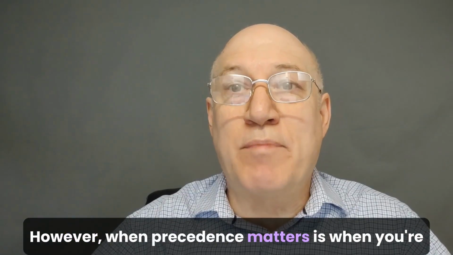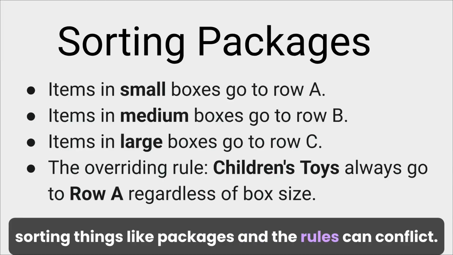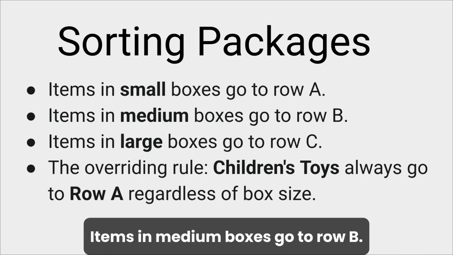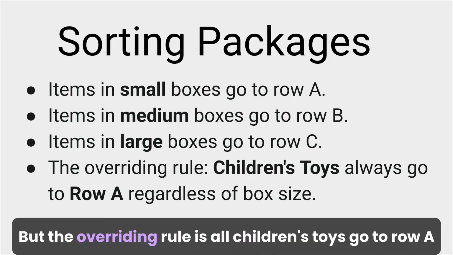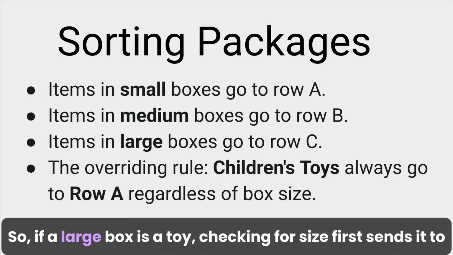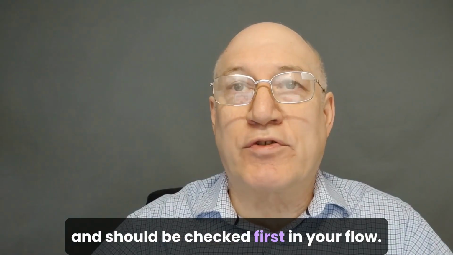However, precedence matters when you're sorting things like packages, and the rules can conflict. Items in small boxes, for instance, go to row A. Items in medium boxes go to row B. Items in large boxes go to row C. But the overriding rule is all children's toys go to row A, regardless of the box size. So if a large box is a toy, checking for size first sends it to row C. The children's toy rule has the highest precedence and should be checked first in your flow.